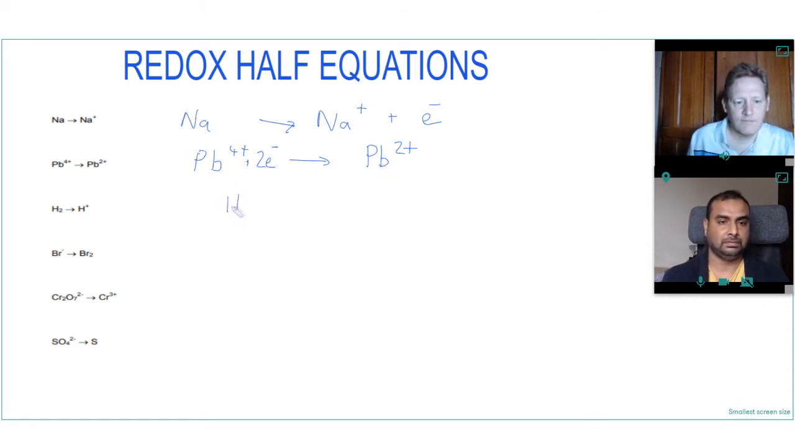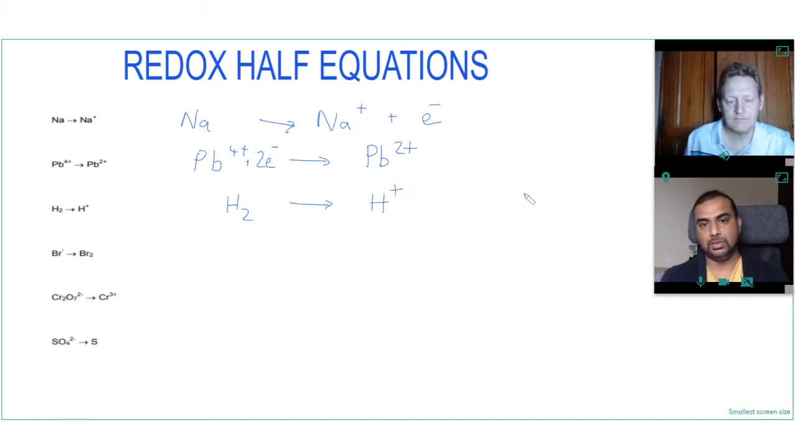And the next one, H2 to H+. You get the 2 hydrogen ions because the molecular hydrogen becomes 2 different ions, and in the process you get 2 electrons being released, so plus 2e-. Excellent. So this time we had to balance the hydrogens. We hadn't had to do that previously with the sodium and lead. And then the charges. So 2 electrons are released as a result here.